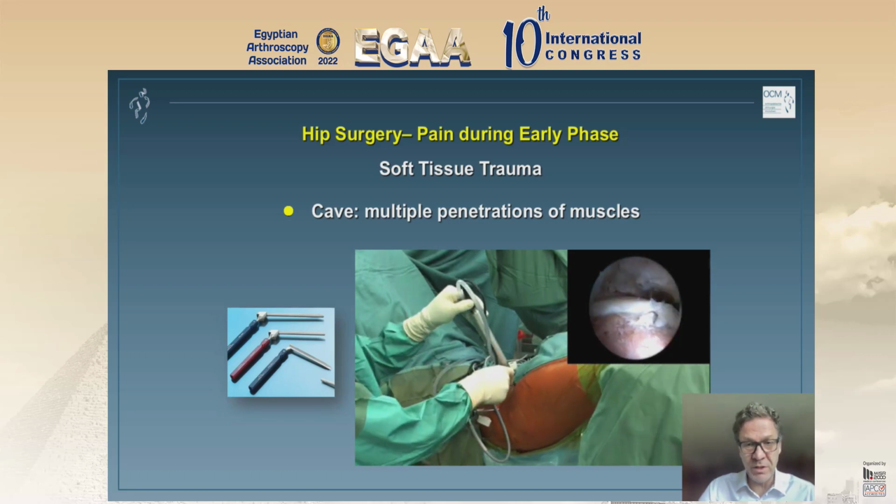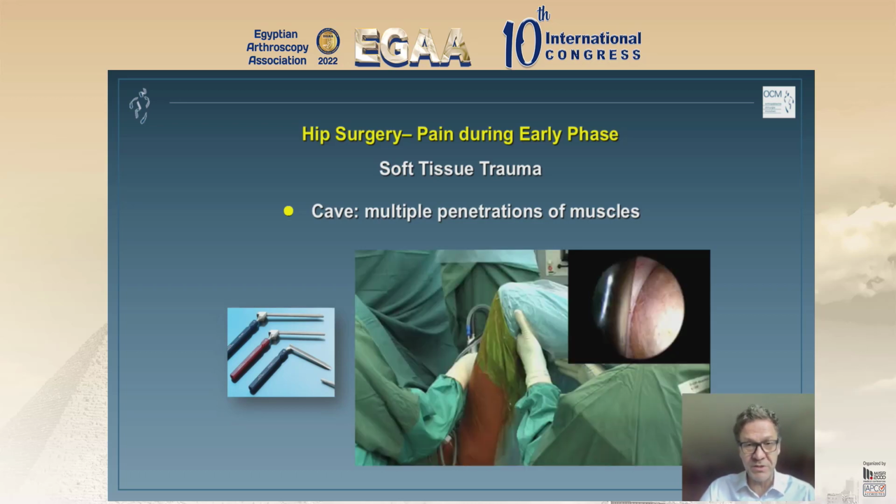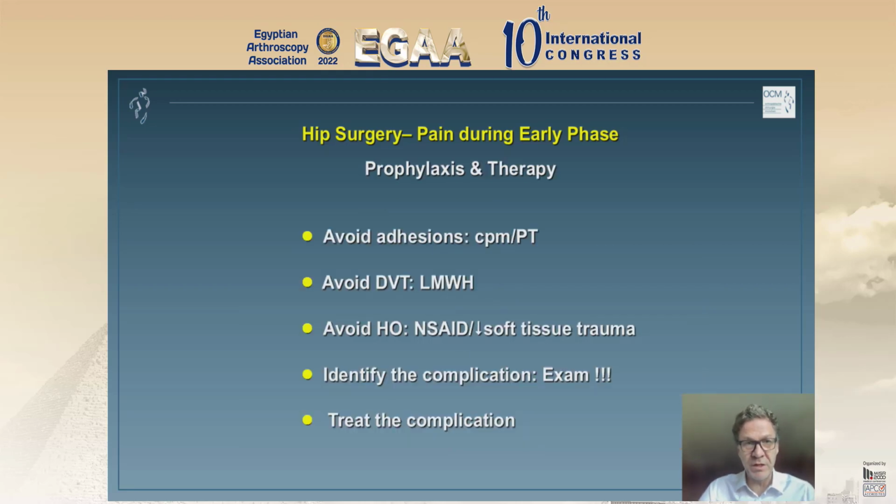Performing hip arthroscopies, we are always introducing and exchanging instruments multiple times, so irritation of the muscle and the capsule needs to be considered. Skin and soft tissue trauma can be a problem, so we recommend positioning the patient always by yourself in order to avoid such complications. Prophylaxis within the first couple weeks: we always start with a CPM very early in order to avoid adhesions. We give the patient low molecular weight heparin in order to avoid deep vein thrombosis, and we always give the patient anti-inflammatory medications for the first couple weeks after surgery in order to avoid heterotopic bone formation.